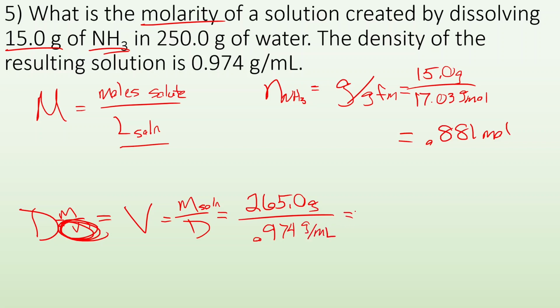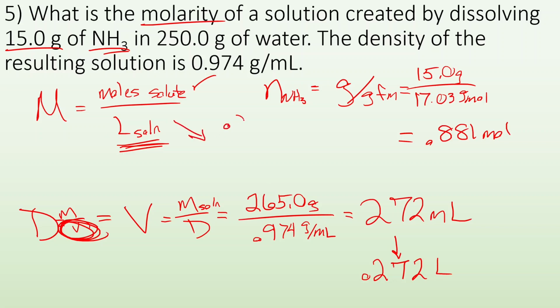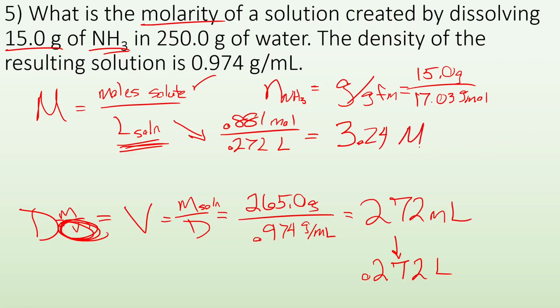So when I do that, I end up with 272 milliliters. So I got my moles. I need liters of solution, so let me convert this 272 milliliters to liters, 0.272 liters. So now I can just plug and chug: my molarity is 0.881 moles divided by 0.272 liters of solution, and I end up with 3.24 molar, capital M, as my final answer.